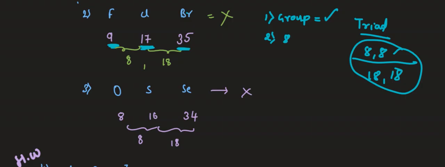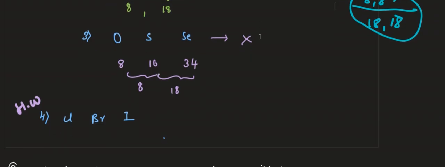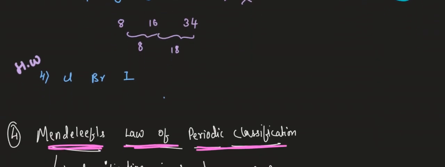Yes. What is the second condition? 8, 8 or 18, 18. Can I say the second condition is not satisfied here? So hence you can say the second example, fluorine, chlorine, bromine, is not acting as a triad system. Now for the next example, chlorine, bromine, iodine, you have to find, and when you find, you will get to know that this is a triad system.